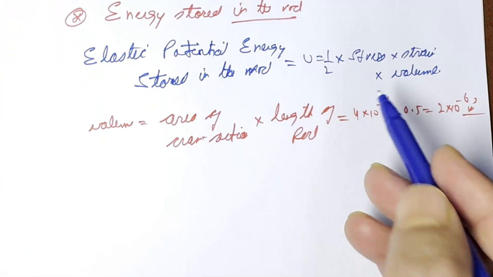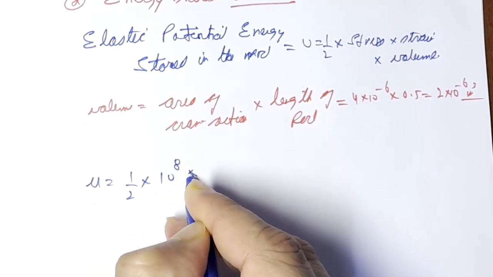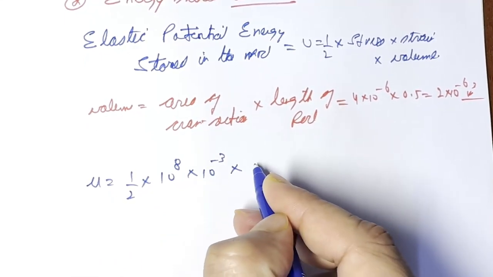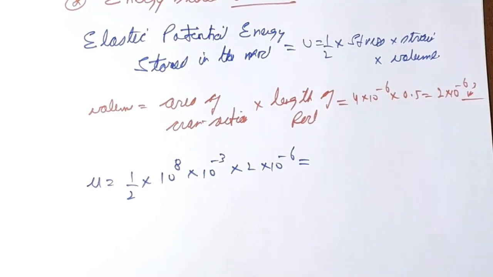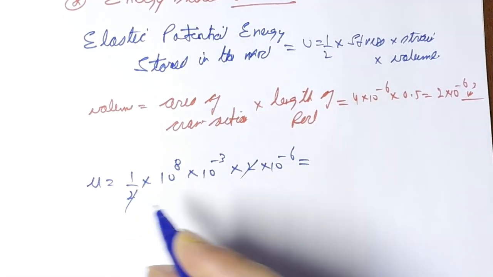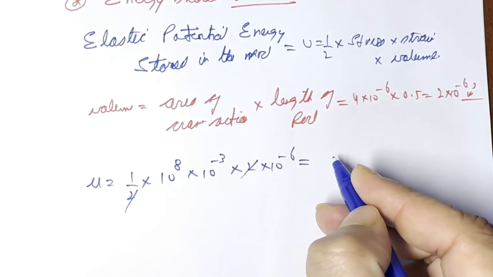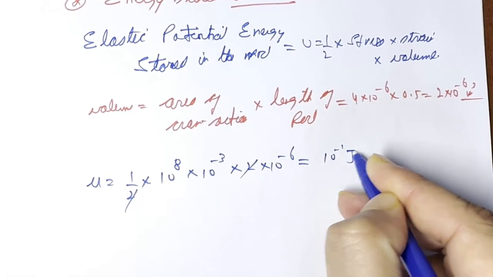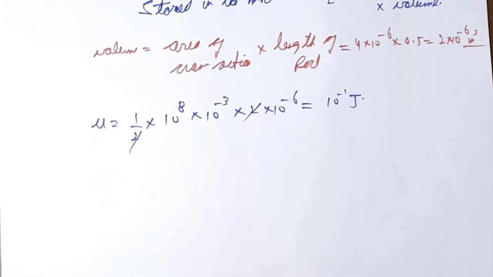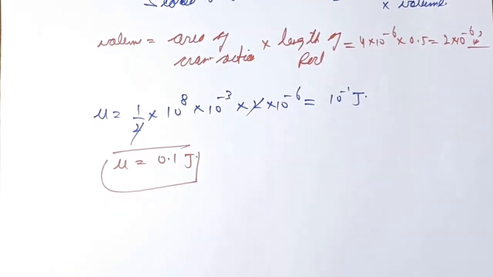The rest of the values we already know. So we can say energy is equal to half into 10^8 multiplied by 10^-3 multiplied by 2 × 10^-6. The 2 and 2 go away, and this comes as 10^-1 joules, or we can say U is equal to 0.1 joule. So this is the energy stored in the rod.